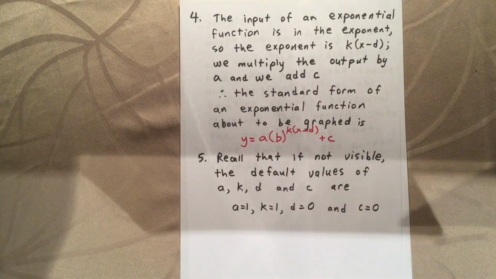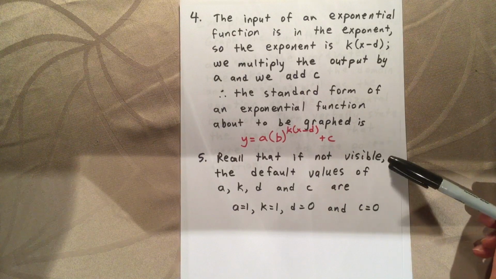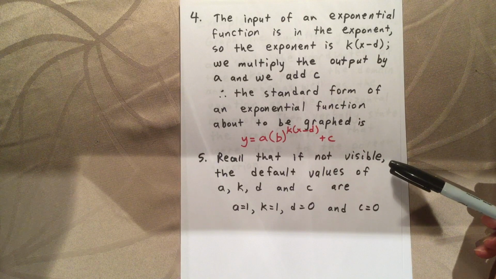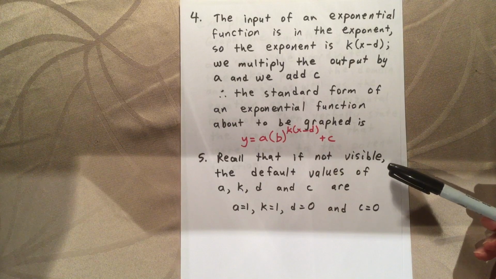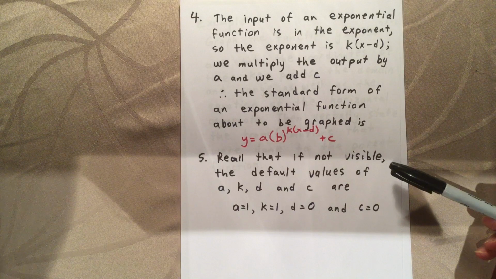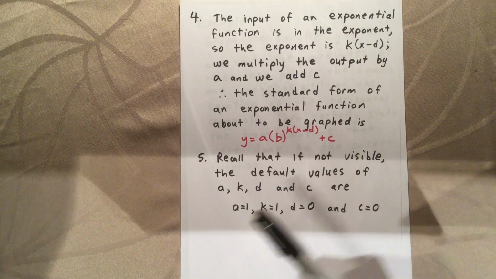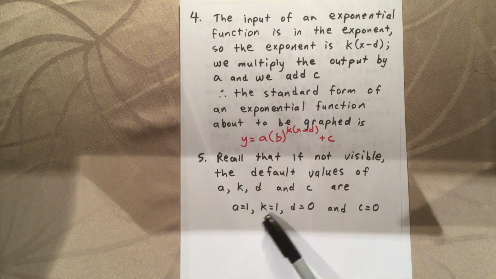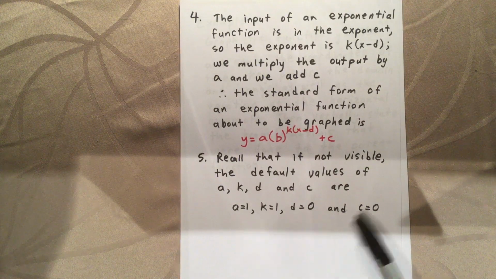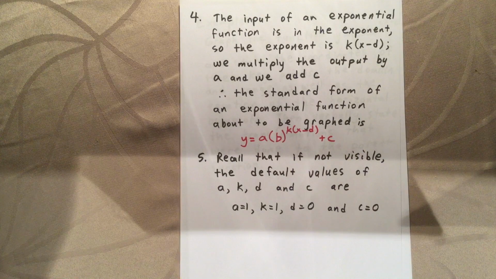So like we did in previous units, we're sometimes going to have to manipulate the expression that we're given in order to come up with the algebraic values we need to be able to do the graphing. And finally, recall that sometimes one of those constant values of a, k, d, or c are not visible, so to speak. That means that they're at their default setting. And the default settings for a and k is 1, because this is a multiplicative identity. And for d and c, it's 0, because this is an additive identity.